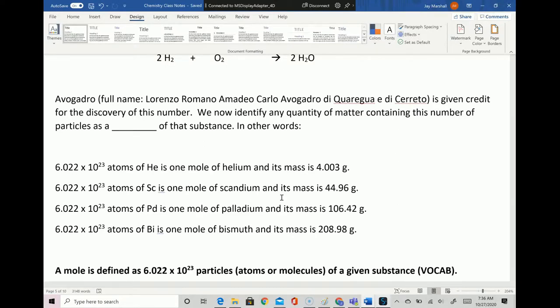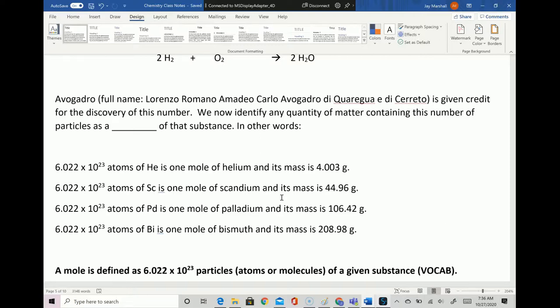The person that figured this out for us in the 1850s, Avogadro, his full name is Lorenzo Romano Amadeo Carlo Avogadro di Carrega e di Cerreto. This is a name I would like to have because it's so cool. Anyway, he is given credit for the discovery of this number.